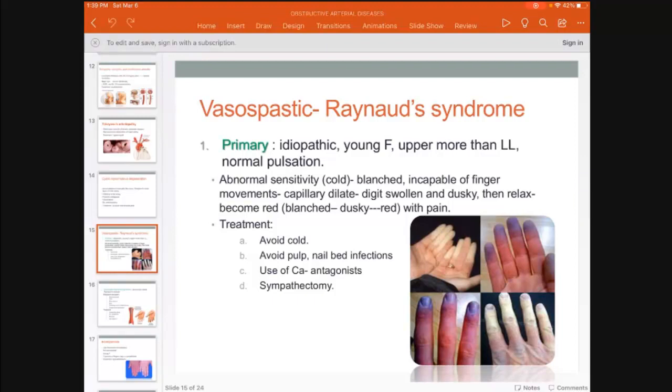Then the capillaries become dilated, leading to digital swelling, and the finger becomes a dusky color. After that, on relaxation it becomes red. So it starts blanched, then dusky color, and this dusky color returns to red. And this is accompanied by pain. Most important, accompanied by pain. Don't forget, accompanied by pain.